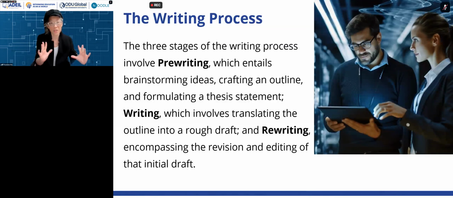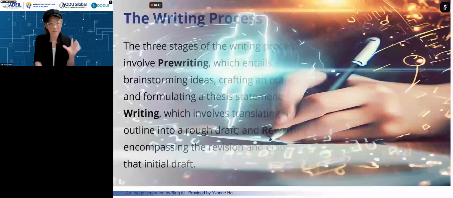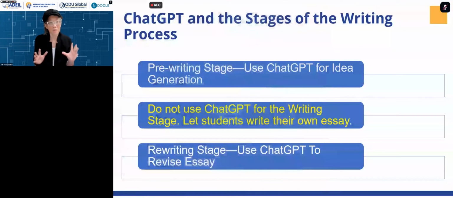So basically, I'm going to show you how ChatGPT relates to the writing process. You have three stages to the writing process. You have pre-writing, which entails the brainstorming of ideas, crafting an outline, and formulating a thesis statement. You have writing, which involves translating the outline into a rough draft. And you have rewriting, encompassing the revision and editing of the initial draft. So keep in mind, that is the writing process that is used to teach composition.